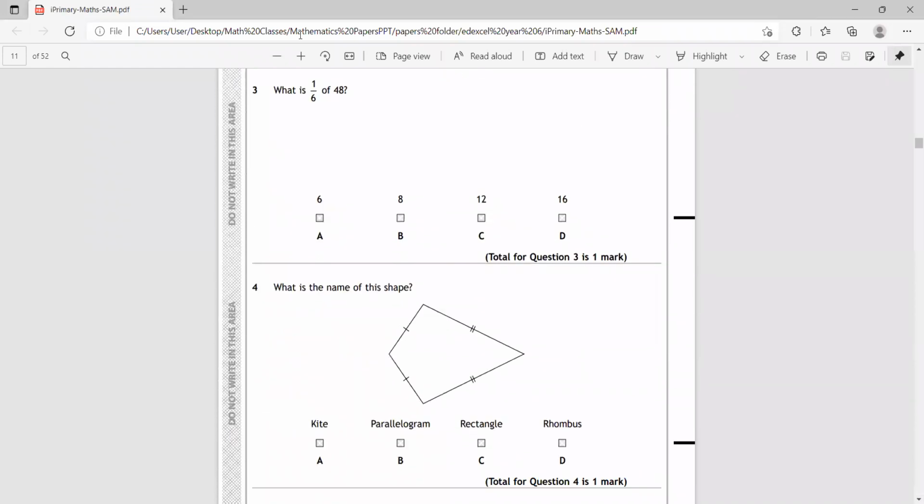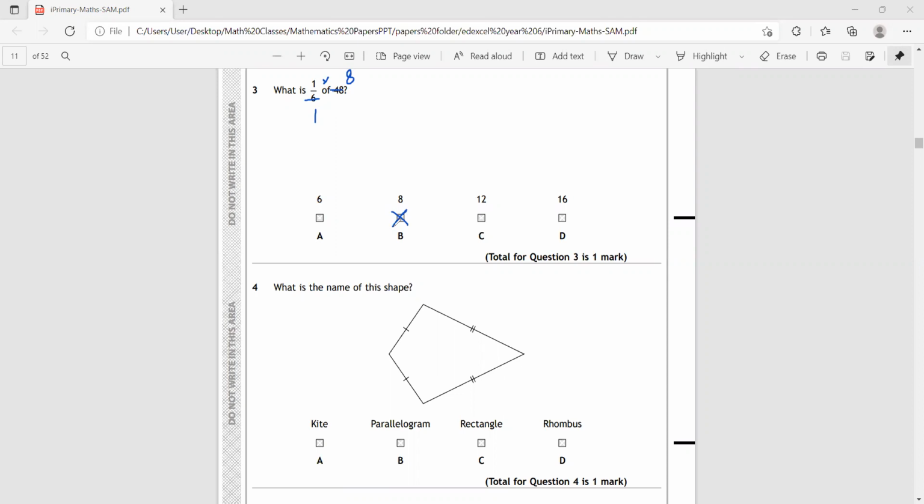Now the third question is very easy. They ask you to find the value. We know the meaning of "of" means multiplication. So I can simplify: how many sixes are inside 48? There are 8. So the answer should be B. You will get the answer this way.